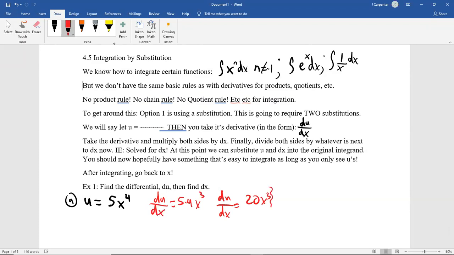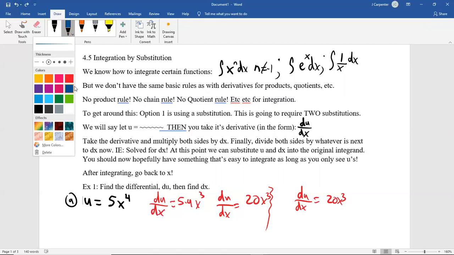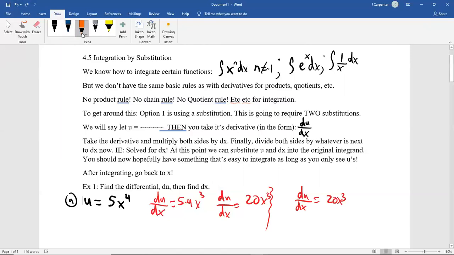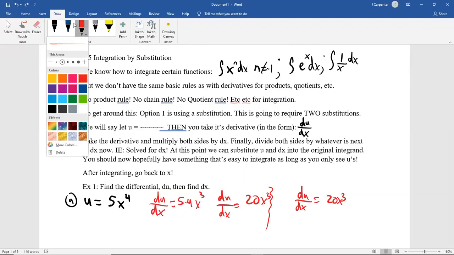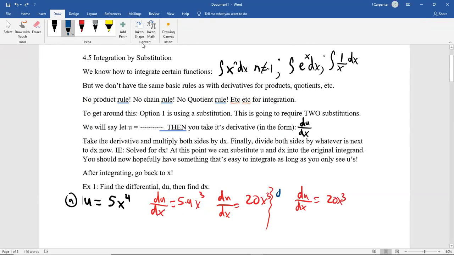So that's the derivative. Now what I'm going to do is take that du over dx equals 20x to the 3rd, and I am trying to solve this thing for dx. It is currently in the bottom, and you have been through algebra classes that taught you how to solve for things in a bottom. You clear the fractions and then divide the rest out. So we got to multiply both sides by dx. There we go. So multiply both sides by dx.